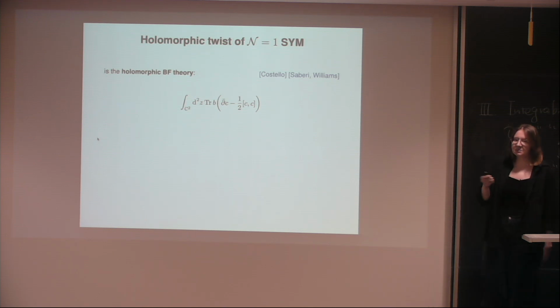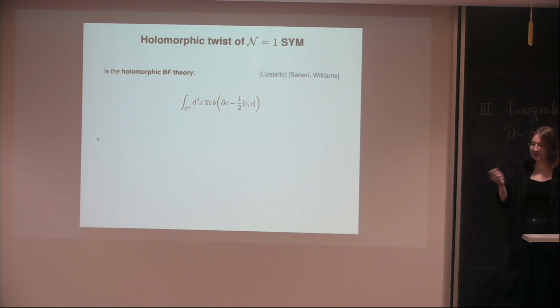The simplest theory we can study is pure N=1 super Yang-Mills. The theorem is that the holomorphic twist of this theory is equivalent to so-called holomorphic BF theory. This is the action. There are two fields B and C. They are superfields that are valued in anti-holomorphic forms. They have some components that I'm not writing here.